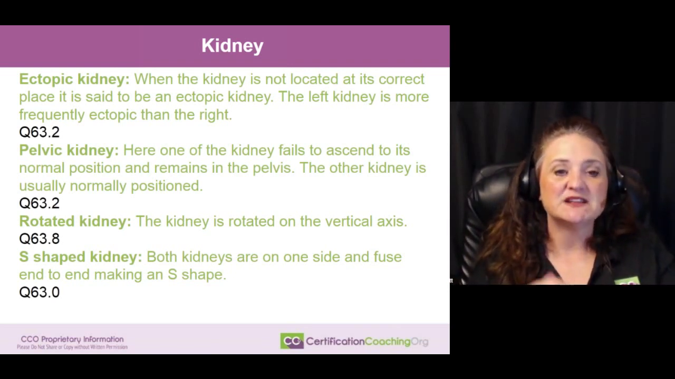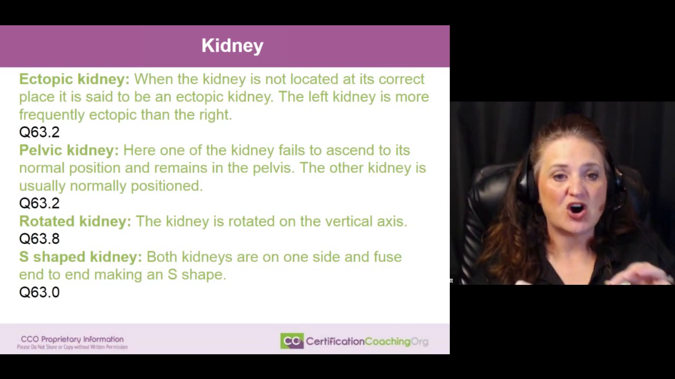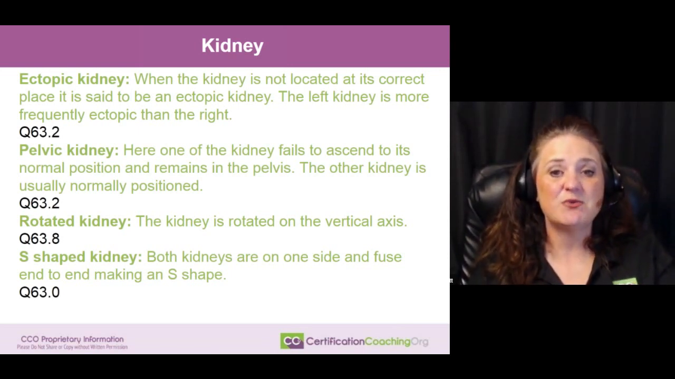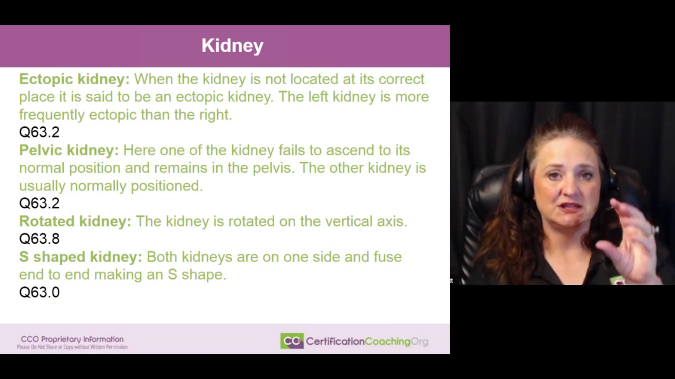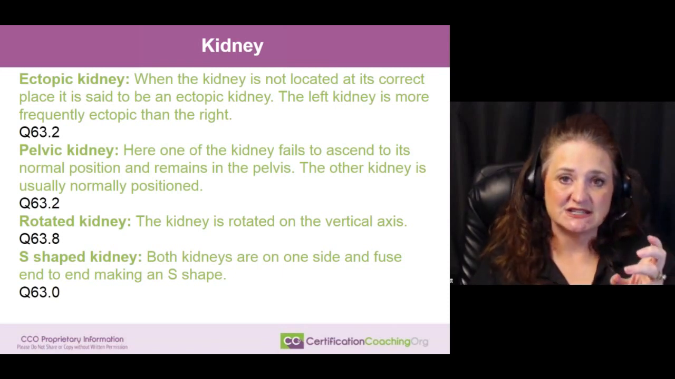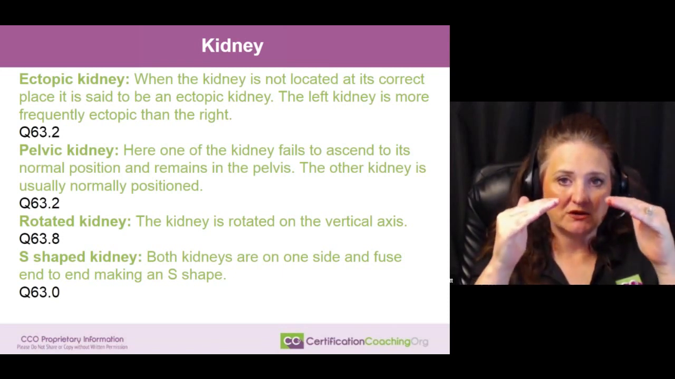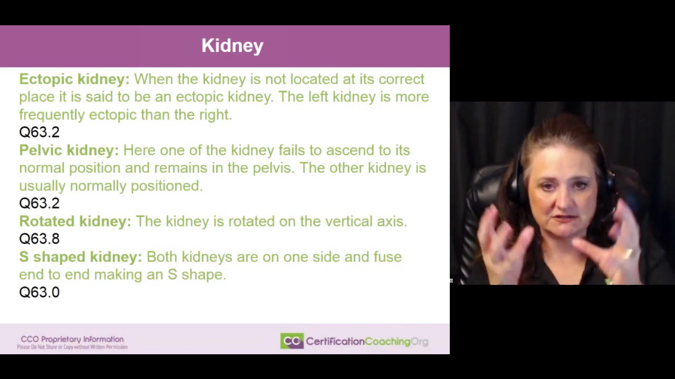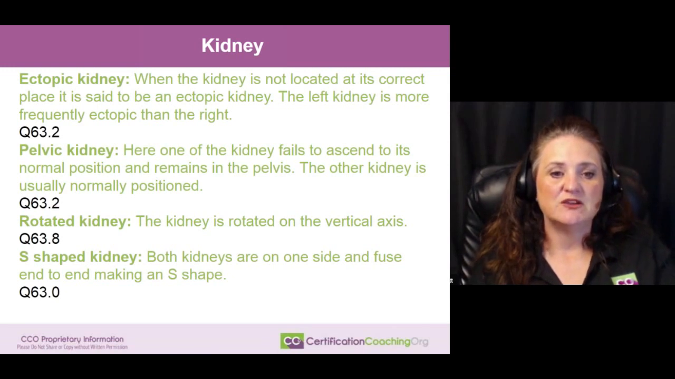But that's a Q63.2 if it's in the wrong place. Notice also a pelvic kidney is the same code, Q63.2, and ultimately it means that the kidney didn't descend. So for little boys, you know how the testicles descend? Same thing. Your kidneys, after you're born, start to descend down, and they sit in that renal pelvis area. If you have a rotated kidney, it is on the vertical axis.